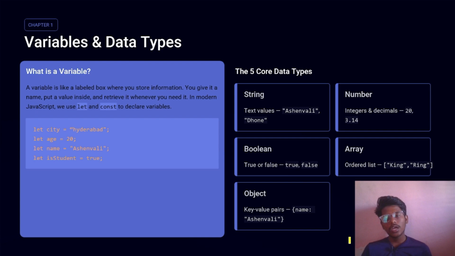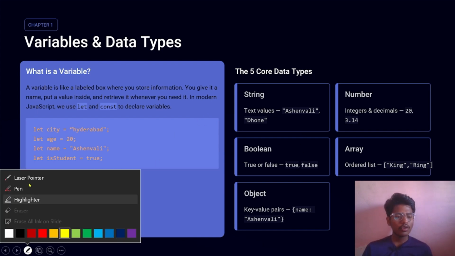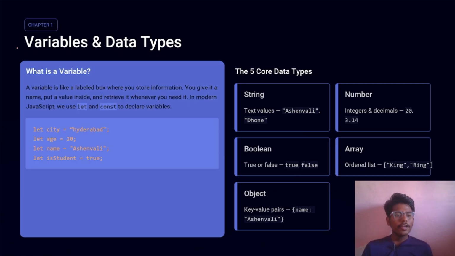In chapter 1 we are going to discuss variables and data types. We all know what a variable is. A variable is like a labeled box where you store information. Let's take an example.